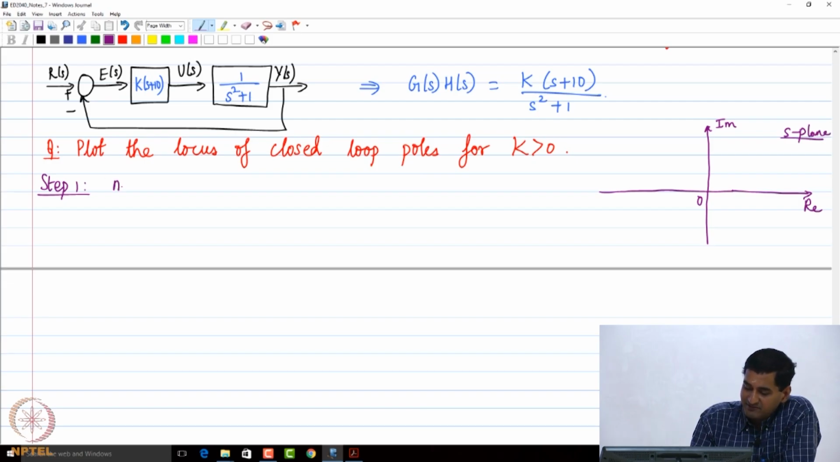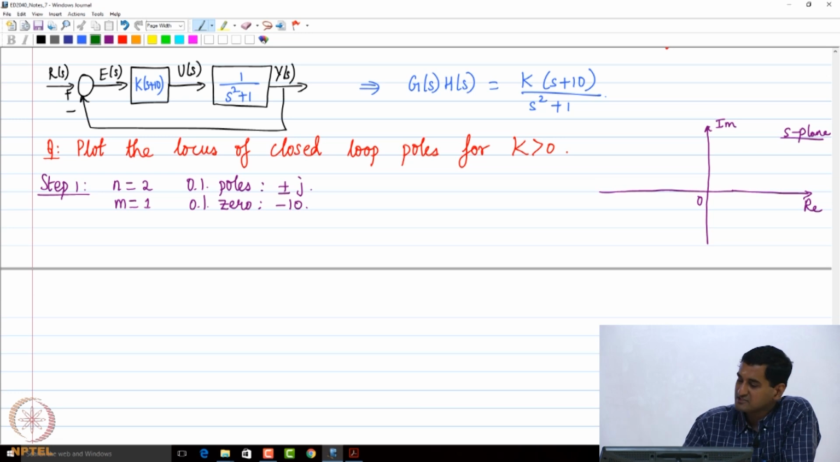So, in this example, the value of n is 2. What is the value of m? 1, right. And what are the open loop poles? Plus or minus j, and we have an open loop 0 at minus 10. So, first let's mark those.